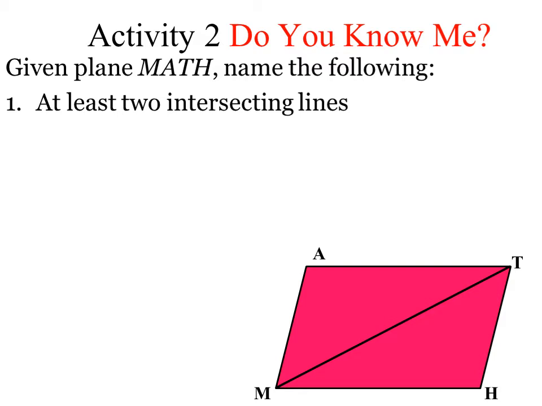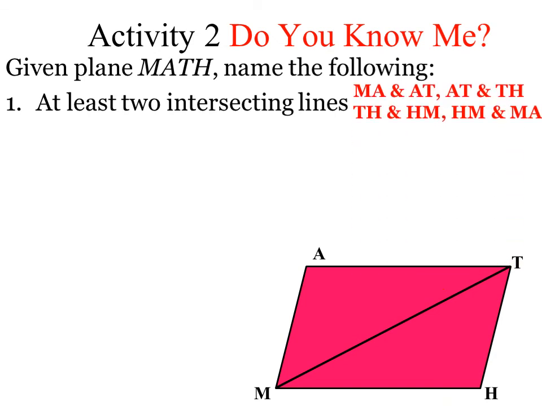So what are 2 intersecting lines that you know? Let's check your answer. So we have line MA. Can you see the line? And line AT. Where did they intersect? They intersect at point A. We have also line AT and line TH, and they intersect at point T. Then we have also line TH and line HM, line HM and line MA. So those are intersecting lines.